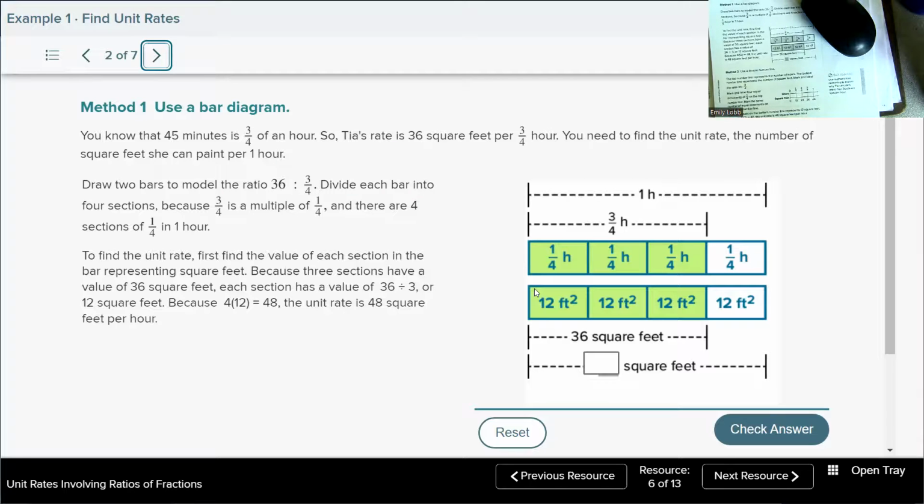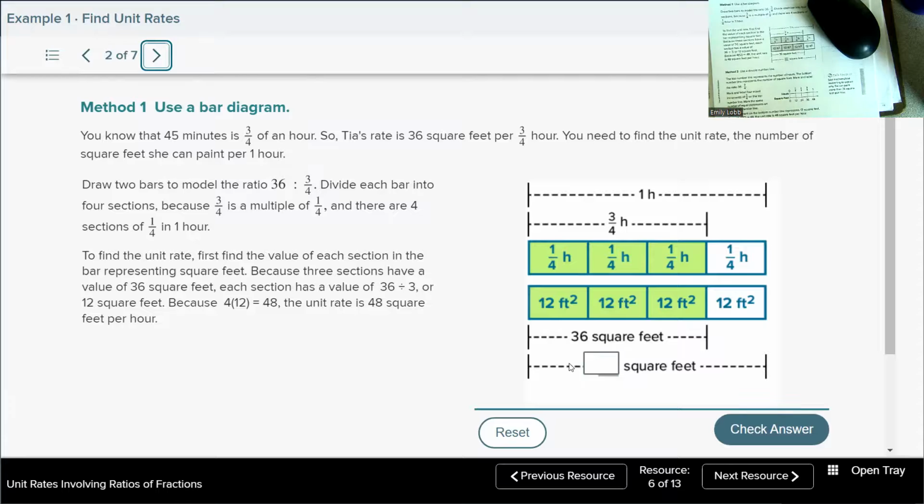But to find the unit rate, we first find the value of each section in the bar representing square feet. So they took this 36, and since there were 3 sections, they divided it by 3 to get how much? What's 36 divided by 3? 12. So they figured out that each quarter was 12 feet. And they added on 12 more to make a whole. So the unit rate is 48 square feet per hour. Do you see what you need to put right here in this box on your sheet? What do you need to put there?